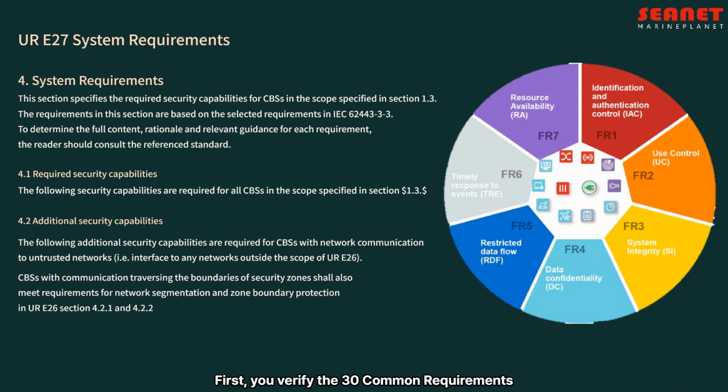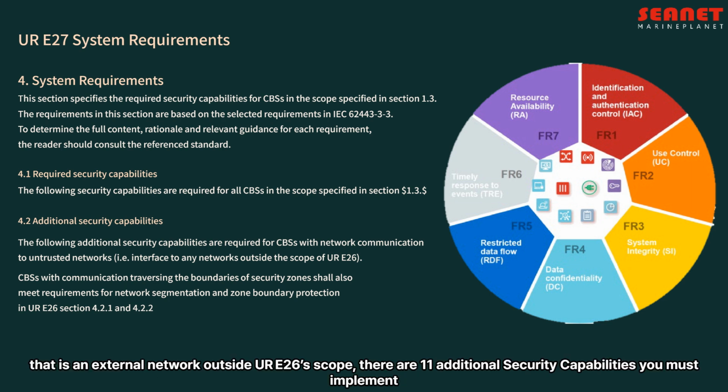First, you verify the 30 common requirements. Then, for any CBS that communicates with an untrusted network, that is, an external network outside UR E26's scope, there are 11 additional security capabilities you must implement.